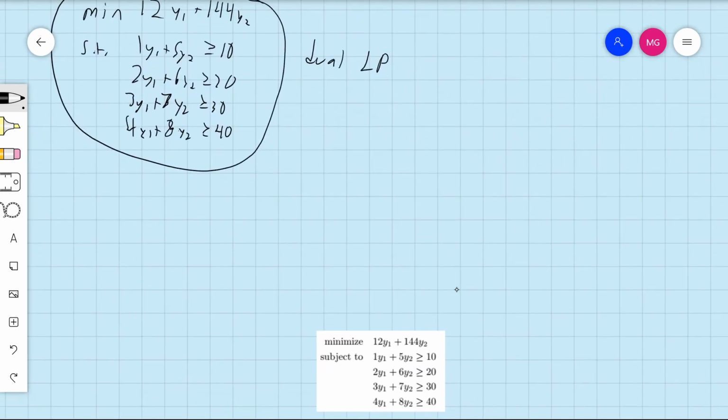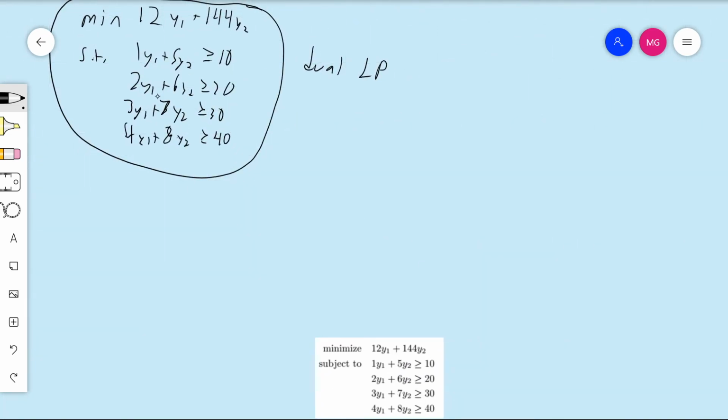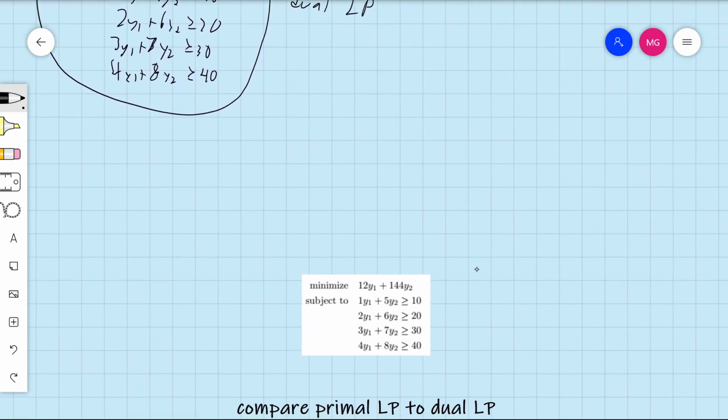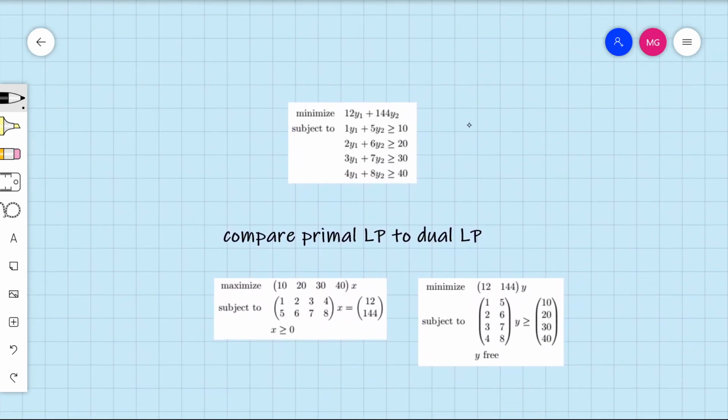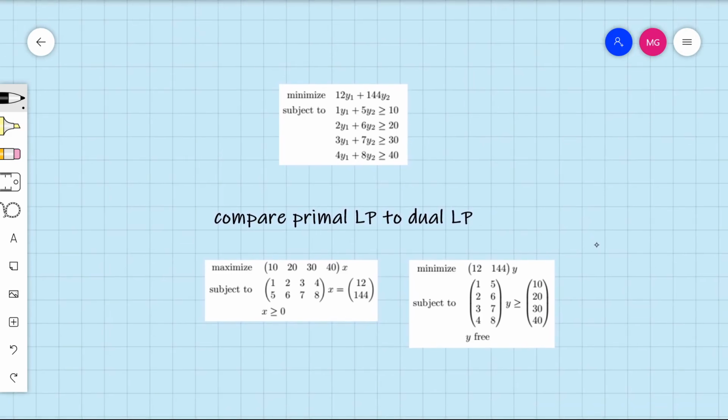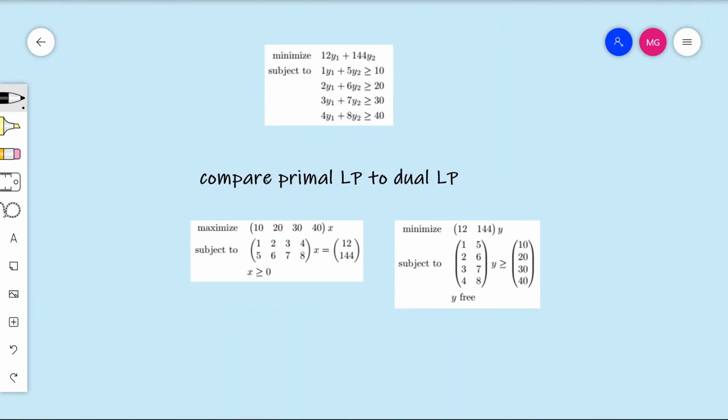So if I can get them both in frame, I've just cleaned it up here. So this is the same thing. We're minimizing 12y1 plus 144y2 subject to those constraints. And now let's compare the primal linear program to the dual linear program. I've written them now in matrix notation so that we don't keep writing the same variables over and over.